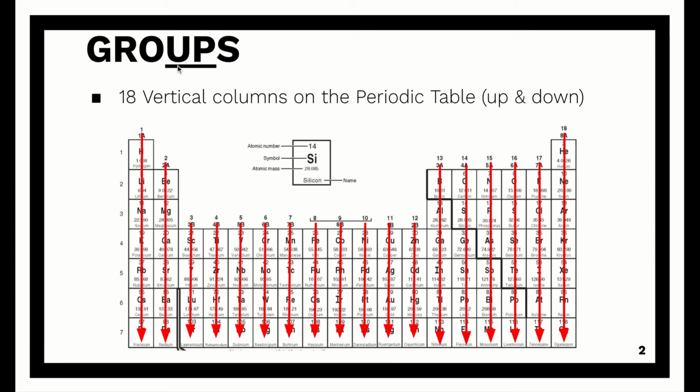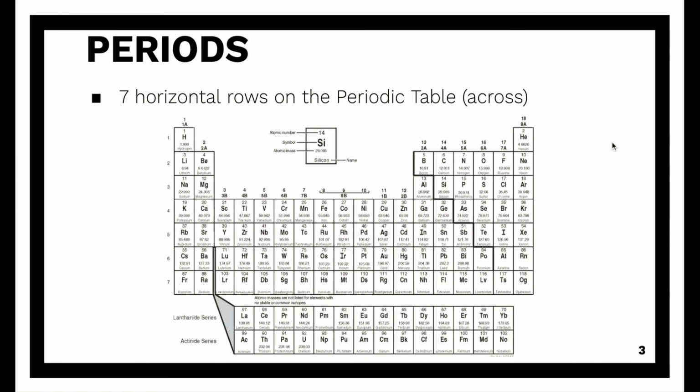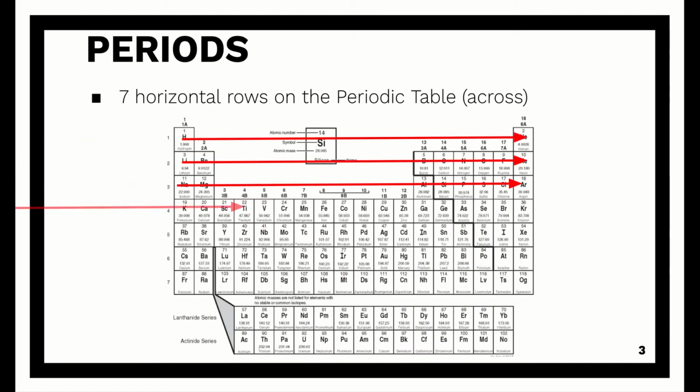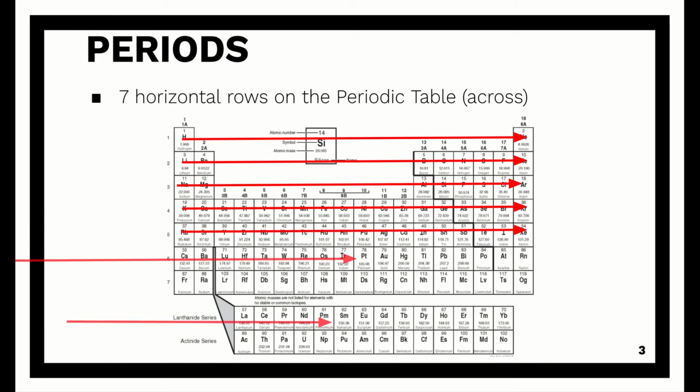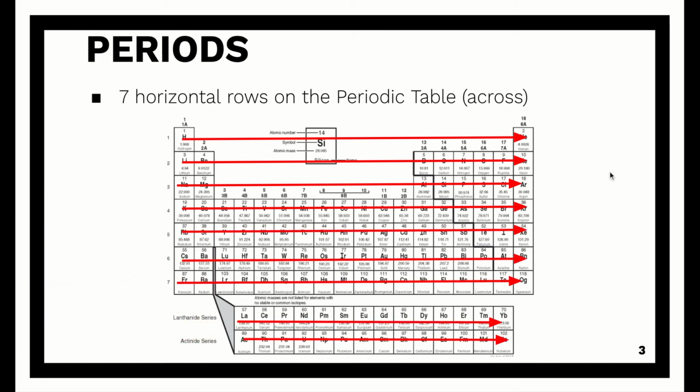Okay, so remember, groups go up or down. Periods are the 7 horizontal rows on the periodic table. So periods, they go across, all right? And so there's 7 periods or 7 rows. Now remember, on the left-hand side, it tells you, here's 1, 2, 3, 4, 5, 6, and 7.